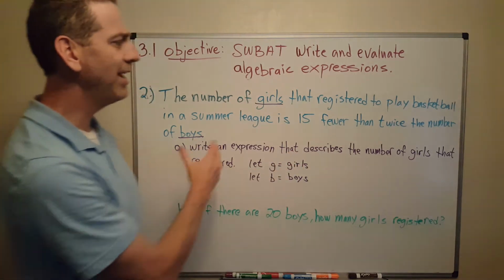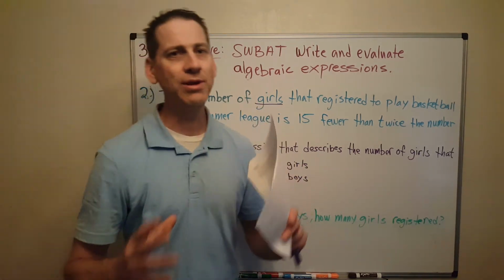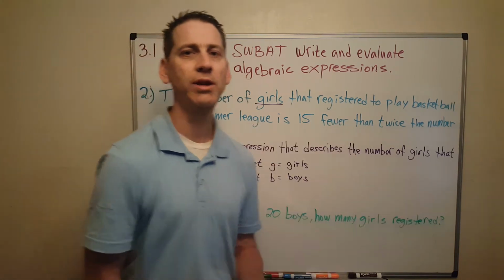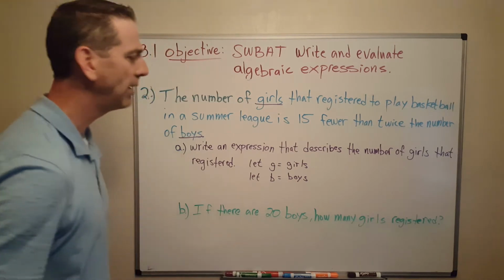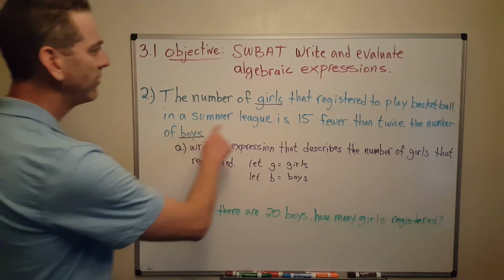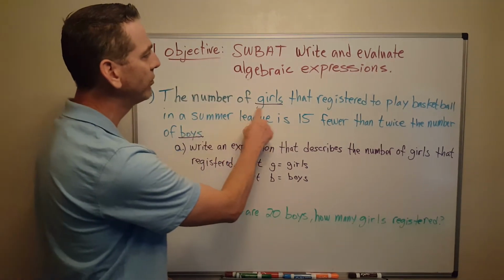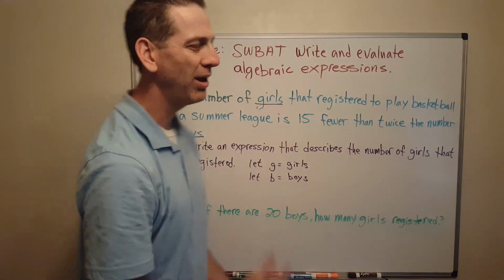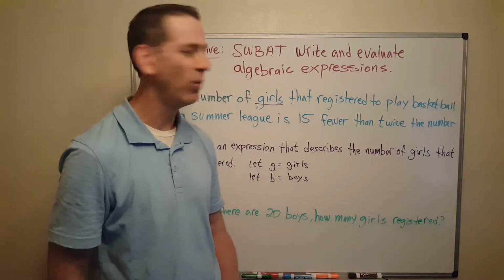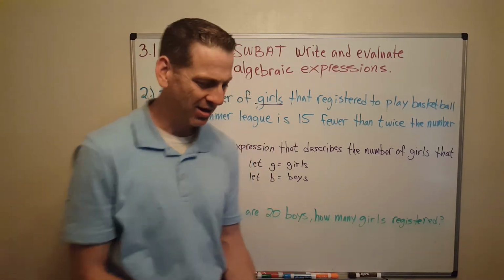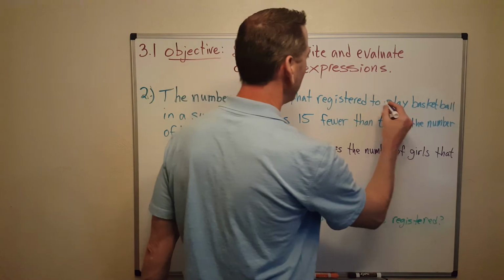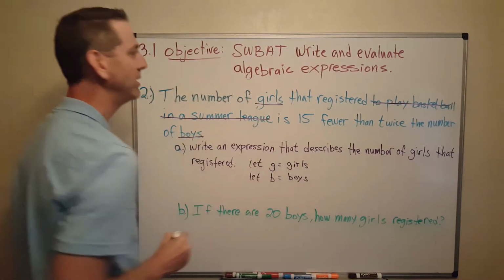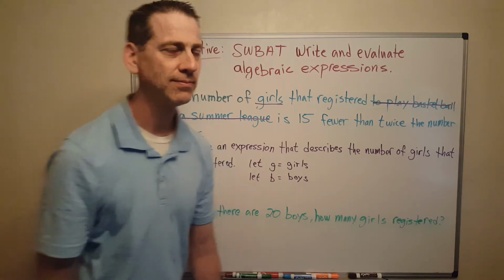Now, I need to see how these two variables interact with each other, right? So we need to use the correct operators. All right, so we have the number of girls that registered to play basketball in a summer league. By the way, do we care about what sport they're playing and when? Nah, we don't really care. So I'm just going to cross all that out. That's unnecessary information for us.